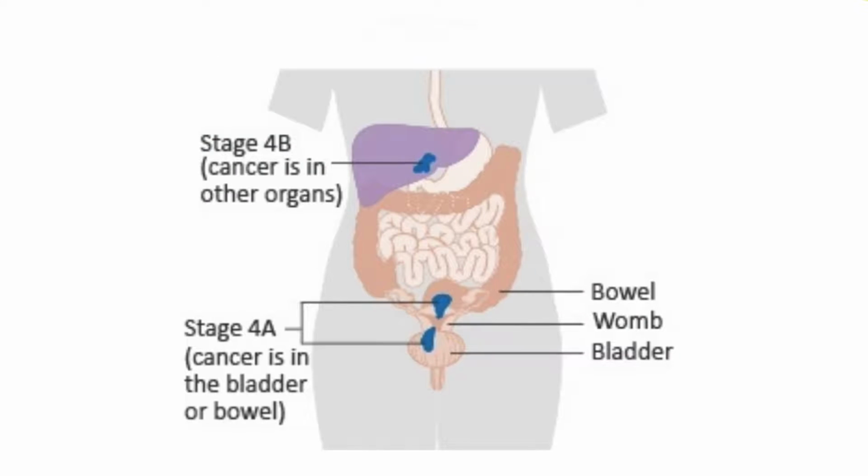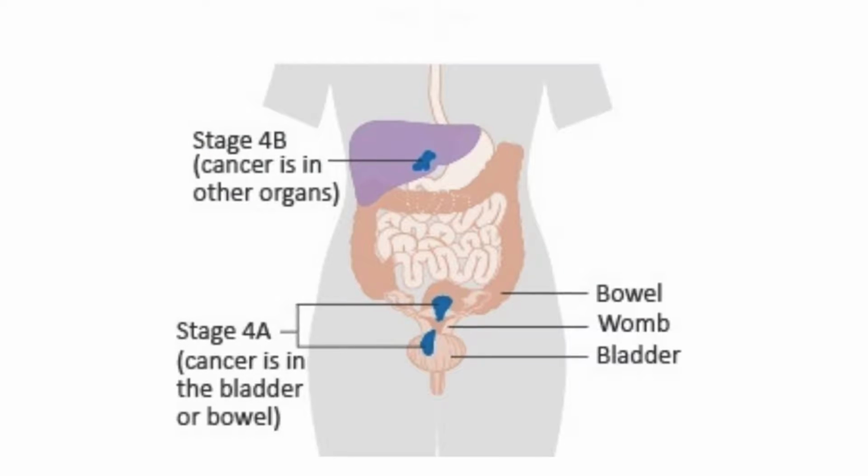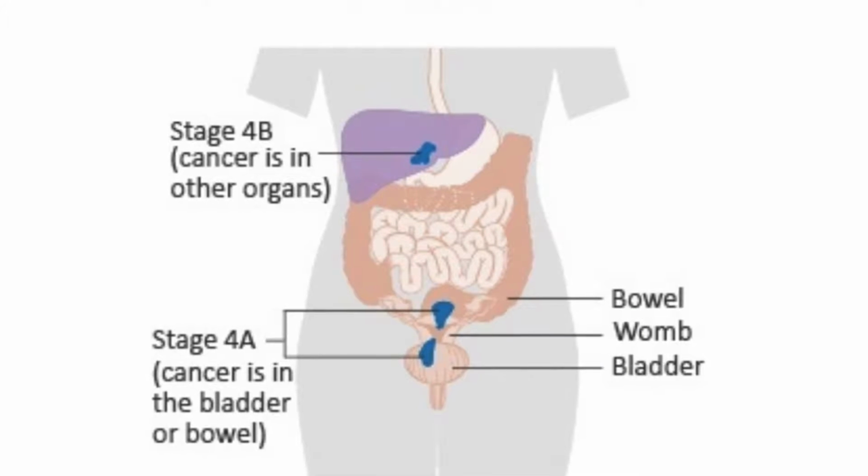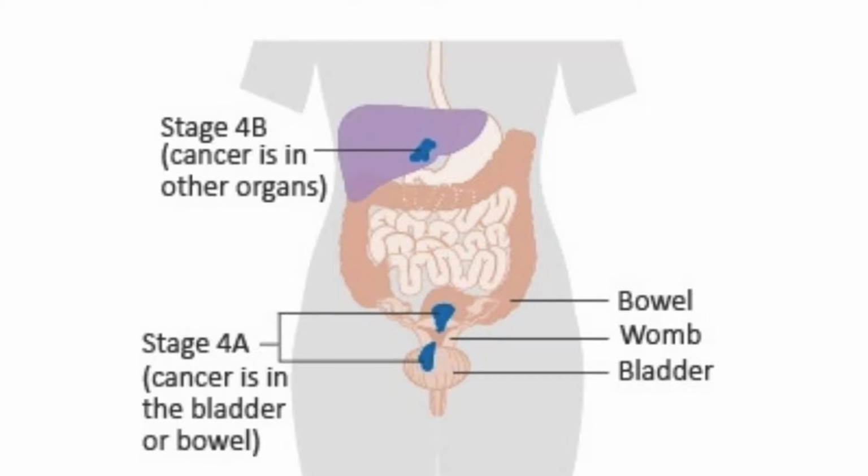And finally, we have stage 4. Stage 4 is when the tumor has invaded the bladder or intestine, and other cancer cells have spread to other parts of the body far away from the uterus, such as liver, lungs, or bones.